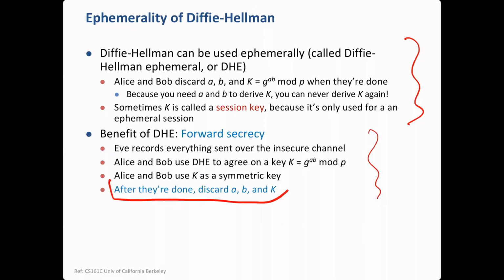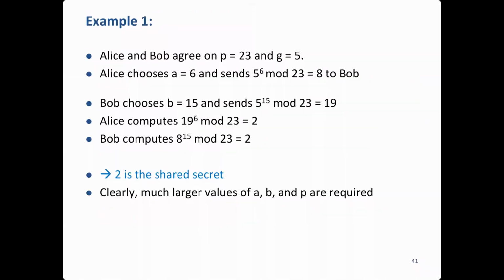All right, let's look at an example. It will become a little clearer to you. Note that P and G are public knowledge. So Alice and Bob agree on P equal to 23 and G equal to 5. This is known even to Eve. Now Alice chooses A equal to 6. That's her private key, and she calculates from that G^A mod P, which is 5^6 mod 23. If we calculate this, it comes out to be 8.